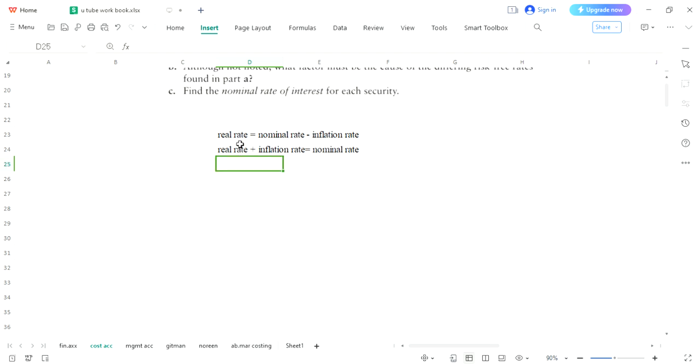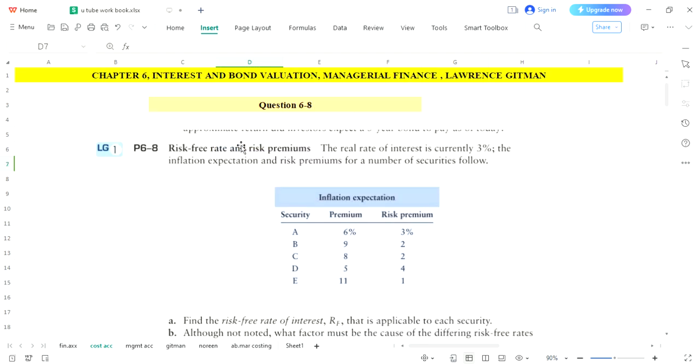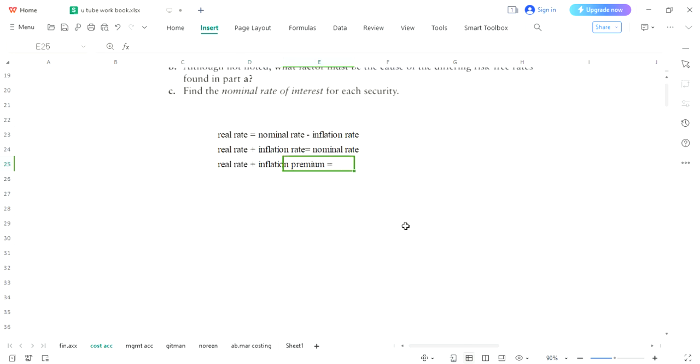So in the similar way, when you will add your real rate, you will add inflation premium only. As you know, in your question, there are two types of inflation expectations. So when you will add inflation premium only and ignore risk premium, so what will happen? You will get your risk-free rate.